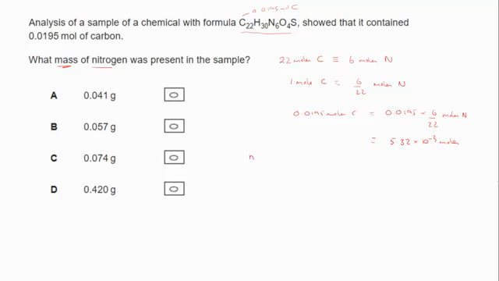But now I need to use number of moles is mass over Mr. And if I rearrange that, I get mass is number of moles times Mr. It's going to be 5.32 times 10 to the minus 3 times 14. If I stick that into my calculator, I get 0.074 grams, which is C. So our correct answer is C.